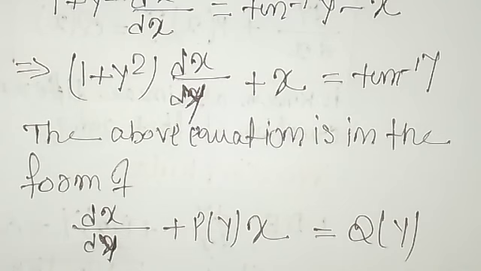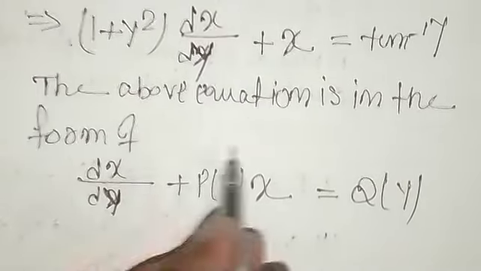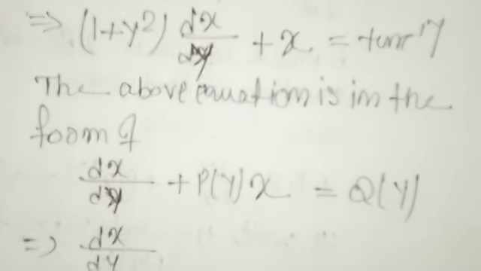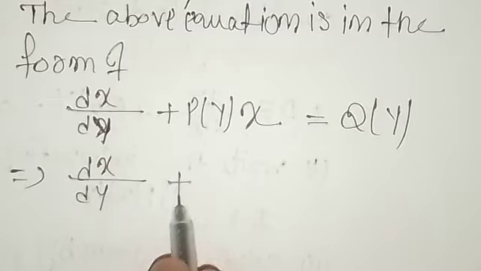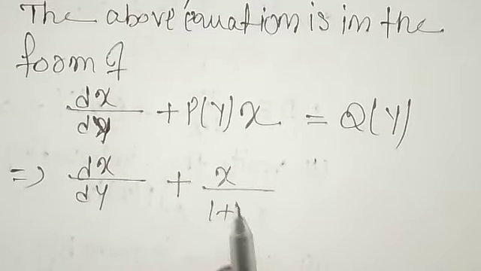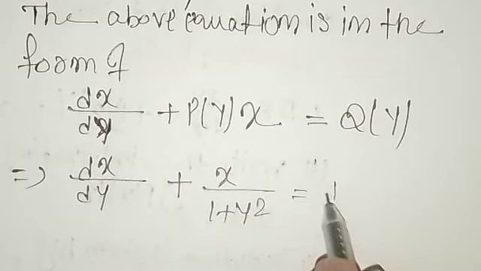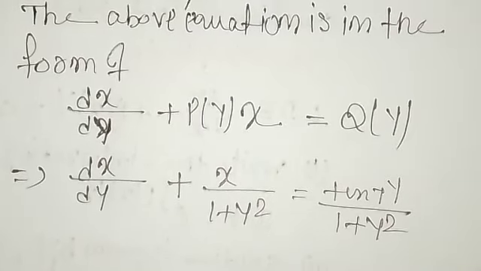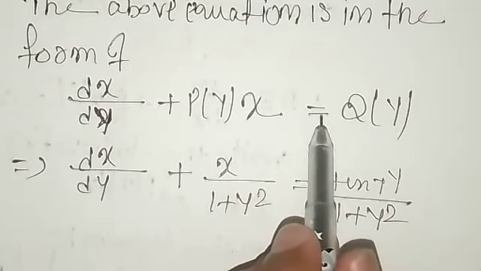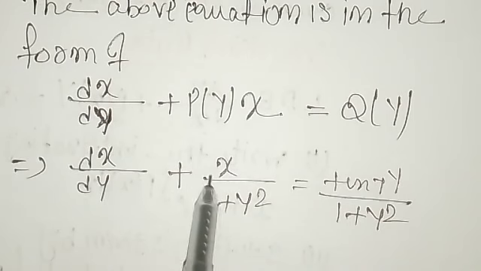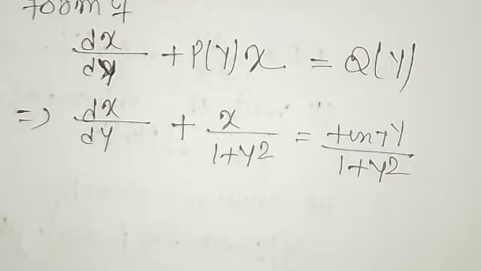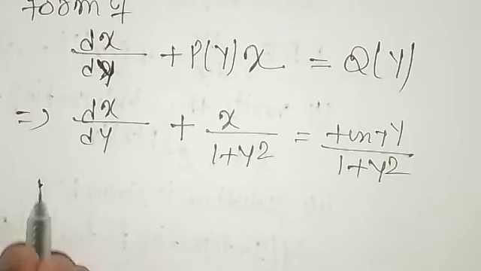Further we can simplify this equation and write it in this form: dx by dy plus x by (1 plus y square) is equal to tan inverse of y by (1 plus y square), right? So now if you compare this equation with the linear differential equation, it means P is equal to 1 by (1 plus y square), and Q is equal to tan inverse y by (1 plus y square).